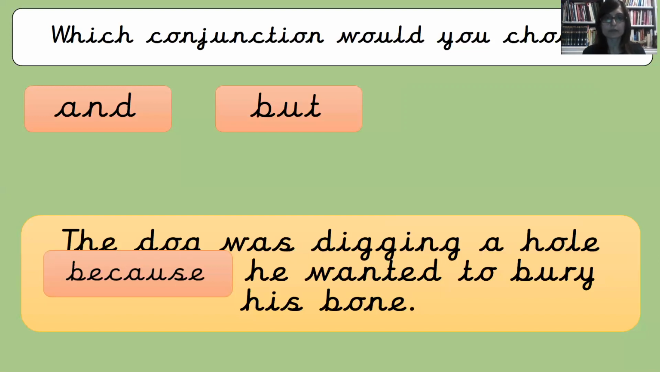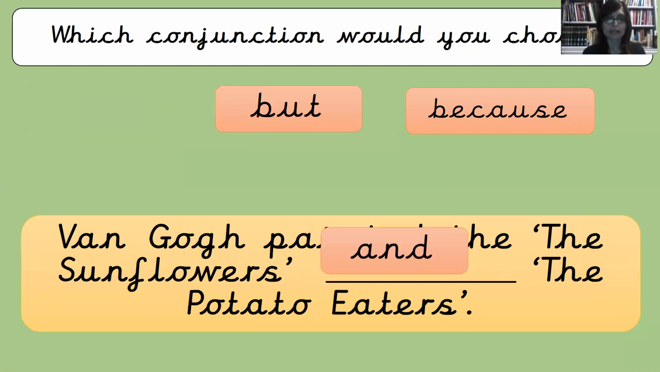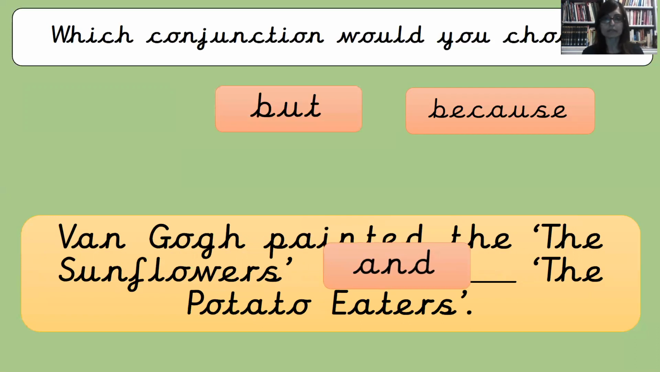Let's try the next one. Van Gogh painted the sunflowers, the potato eaters. Pause the video to try each conjunction. Which one would you choose? That's right. And. Van Gogh painted the sunflowers and the potato eaters.